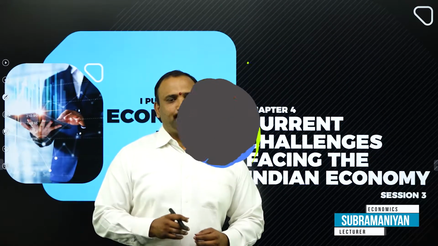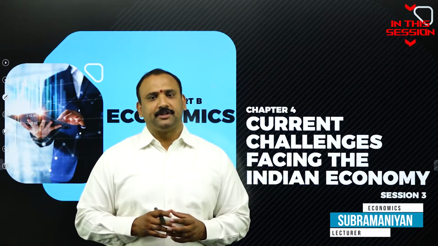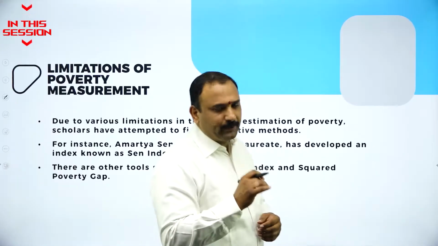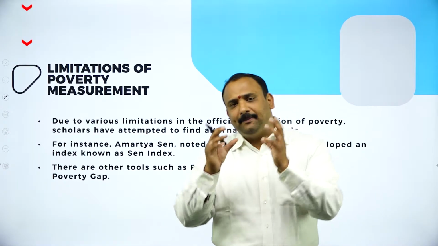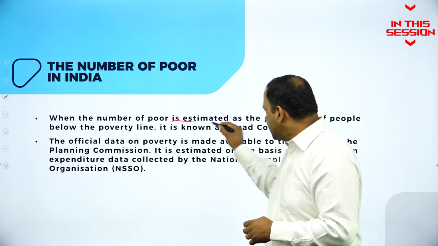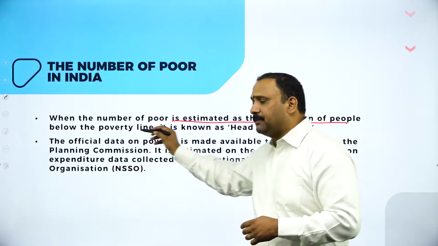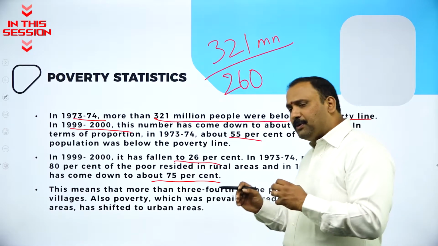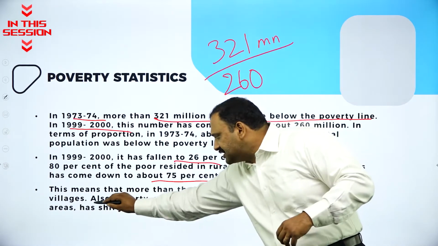We were talking about poverty, and we were also trying to discuss the various factors that cause poverty. Poverty itself is a very big topic, a very big concern for every nation. When the number of poor is estimated as a proportion of people below the poverty line, the most important thing that we also need to understand here is that poverty was prevailing in villages and rural areas.